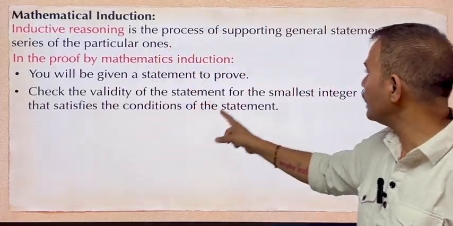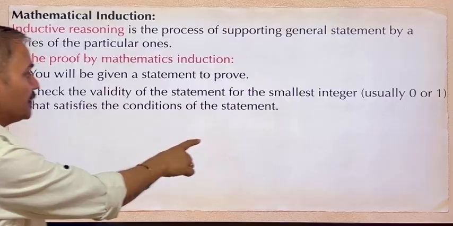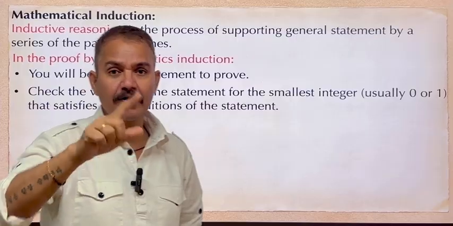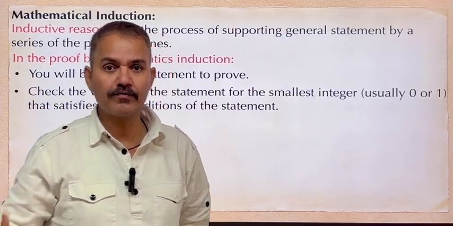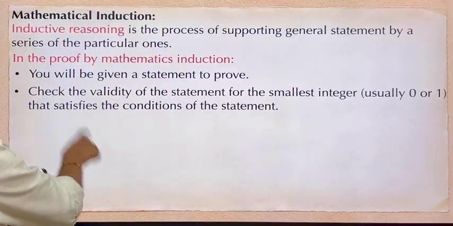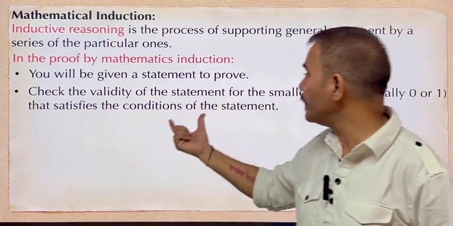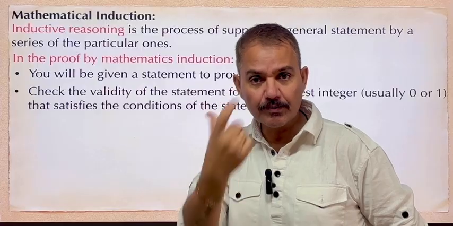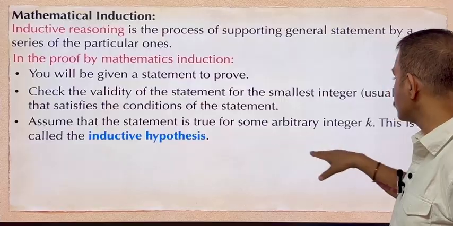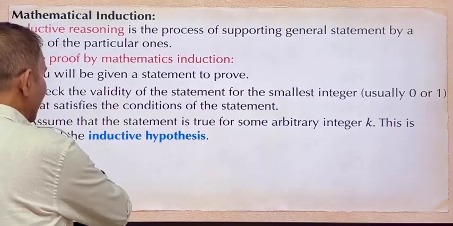We check the validity of the given statement for the smallest integer. Usually it's 0 or 1. Sometimes in the question they give you a value of n that is 3 or more, or 4 or more. So you have to select the smallest integer appropriately that satisfies the conditions of the statement, and check the validity of the statement using that smallest integer value.